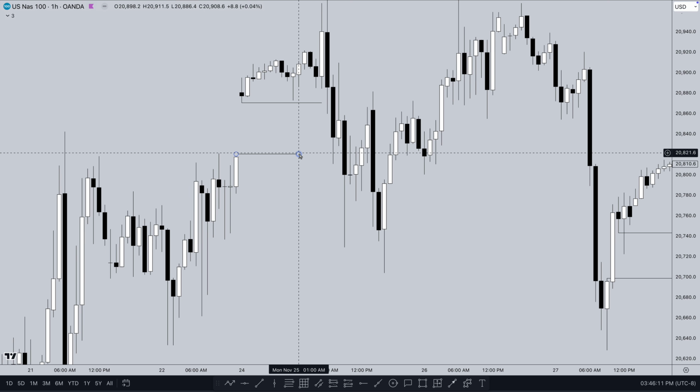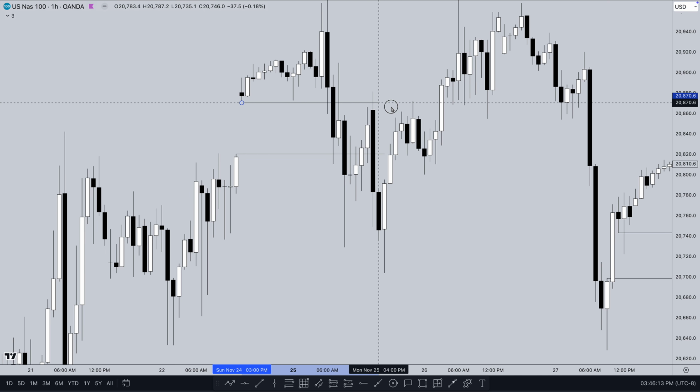And again, sometimes imbalances will get ran through. That's fine. That's why I don't use them too much. And if I do use them, I like to use them on the higher time frames because it just holds more weight. Anything on the higher time frame just holds more weight. Let's go to the monthly really quick. Look at the monthly chart. So look for some imbalances on the monthly.